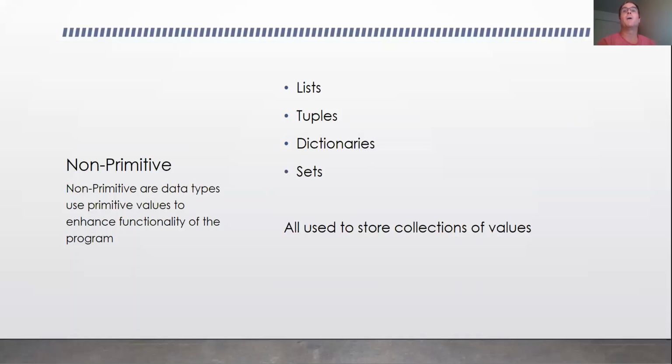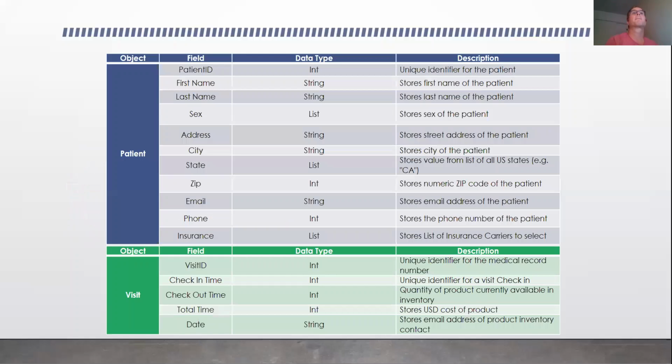From the above information, we can now build the data structure for a patient visit at a hospital. The primitive and non-primitive data types are codes that support the programming language and allow the programmer to enhance the functionality of the program. You can see how to take the different value types and build a design structure for a patient visit. We use primitive values such as an int for the unique patient identification, and then string for the first and last name since it is all characters. Then we took the non-primitive for others like state, sex, or insurance to present a list to choose from.